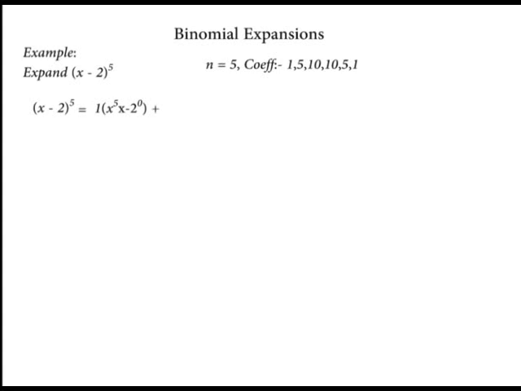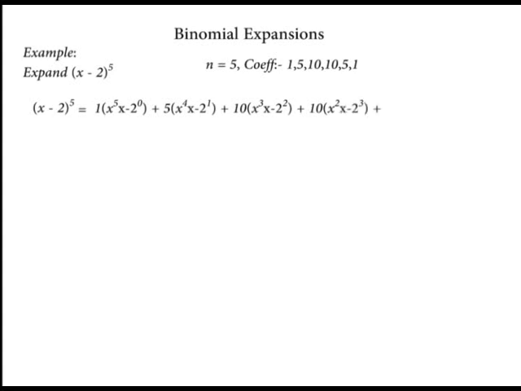Plus second term, the coefficient is 5 times x raised to the power of 4 times (−2) raised to the power of 1. Third term, coefficient is 10, x is raised to the power of 3 times (−2) raised to the power of 2. Plus, in the fourth term, coefficient is 10 times x raised to the power of 2 times (−2) raised to the power of 3.